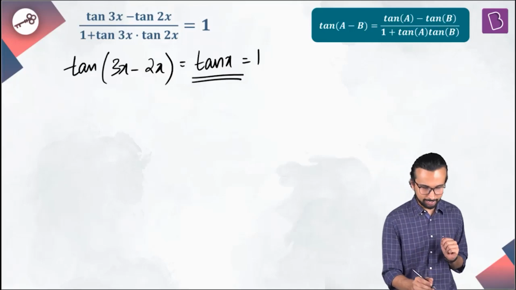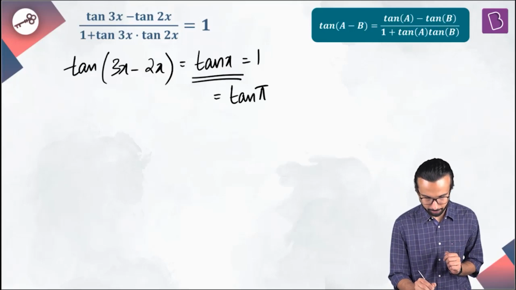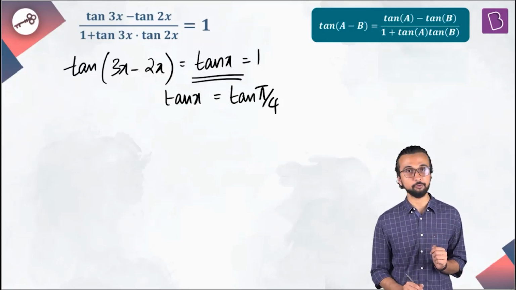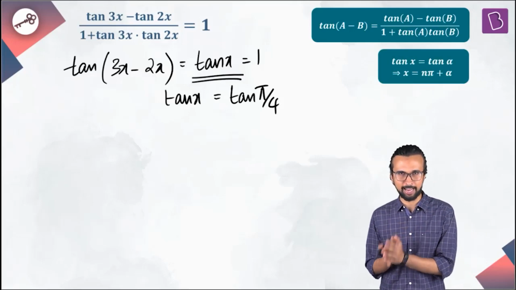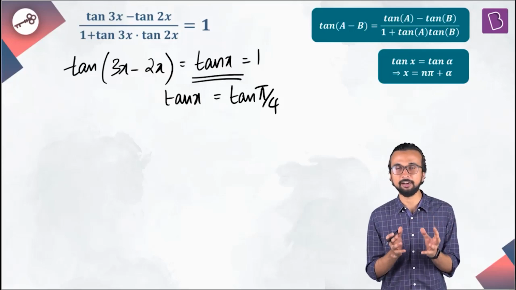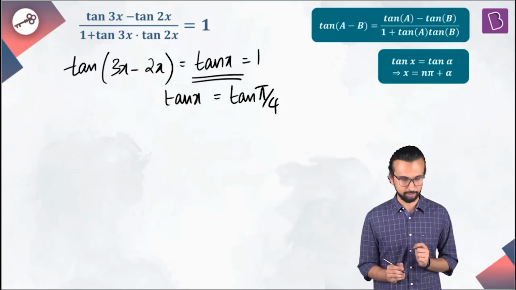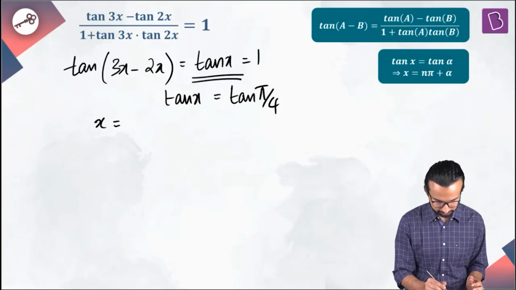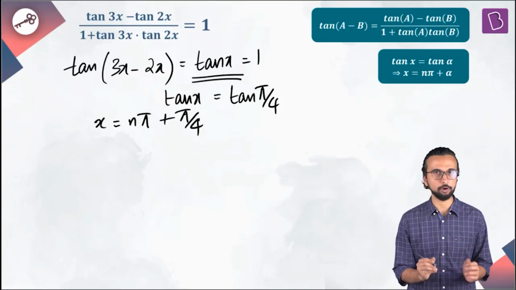So remember guys, I can write 1 as tan pi by 4. So now I have tan x equal to tan pi by 4. Whenever I have tan x equal to tan alpha, how can you find the general value of x? x will be n pi plus alpha. So let's apply that here. So x becomes, in our case, n pi plus pi by 4.